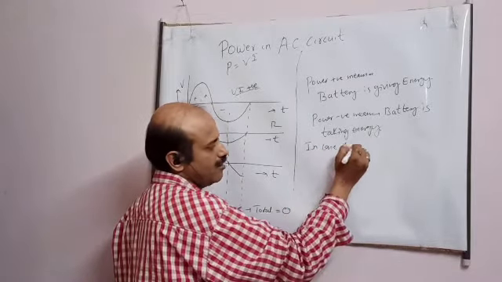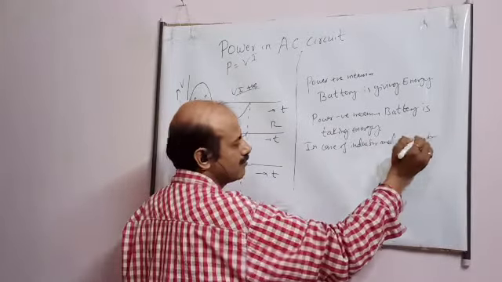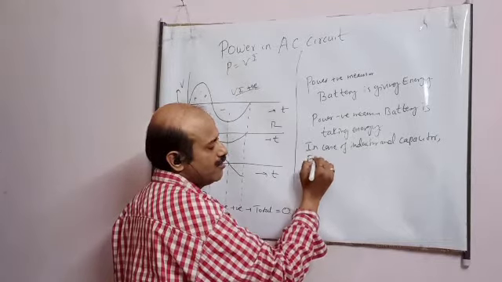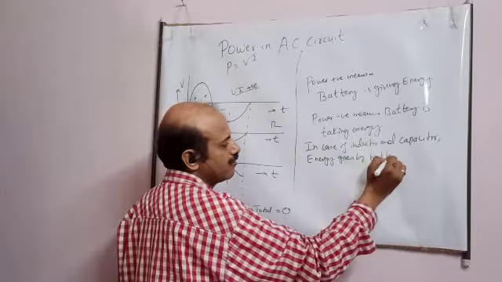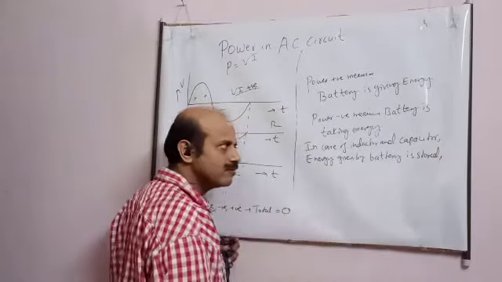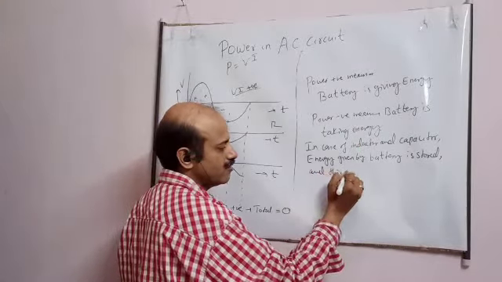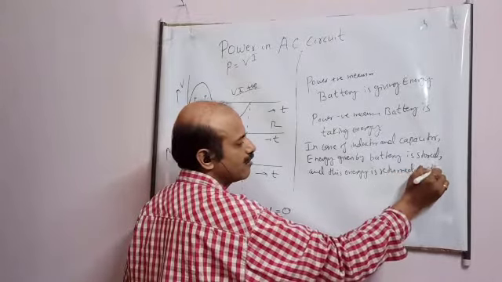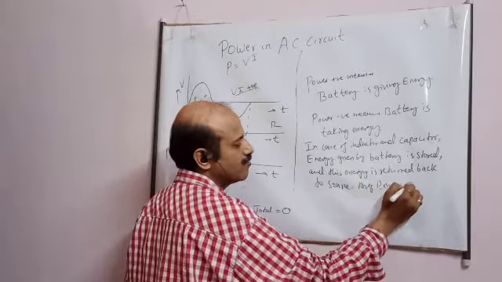In case of inductor and capacitor, what happens is the energy given by the battery is stored in the inductor and capacitor, and this energy is returned back to the source. Hence, average power comes out to be 0.